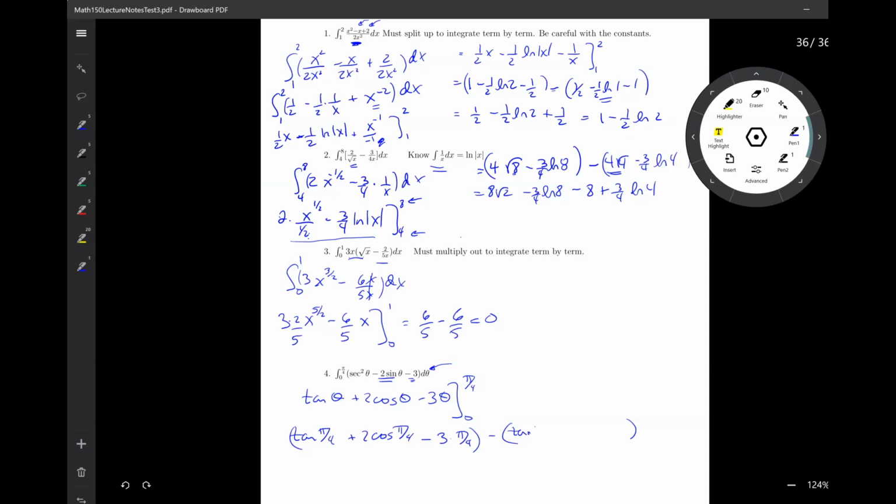Tangent is 0. That does give me a 0. Cosine of 0, whoops, 2 cosine of 0 does not give me 0. So cosine of 0, then minus 0. Okay, so tangent of pi over 4 is 1. This gives me 2 root 2 over 2 minus 3 pi over 4. And from here, I subtract a 2. So I guess we could fix this up a little bit. So I'd have a negative 1 plus 2 root 2 over 2 minus 3 pi over 4. And we are finished.